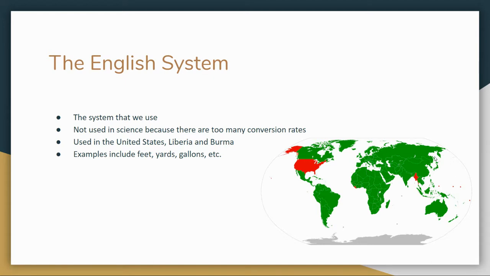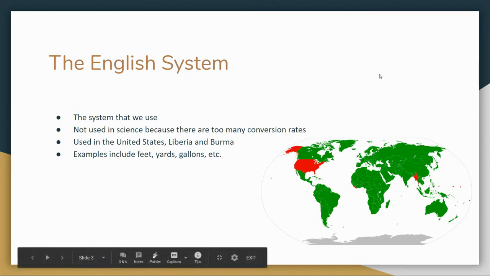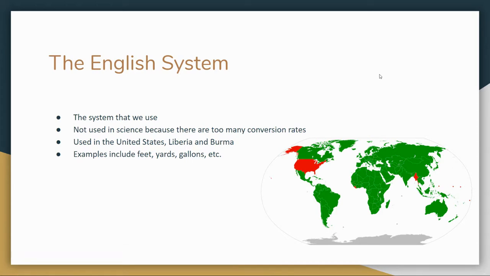So the English system is only used in the United States, Liberia, and Burma, and you can see those countries in red. Those are the only 3 countries in the entire world that use the English system. Some examples include feet, yards, gallons, and there are many others.